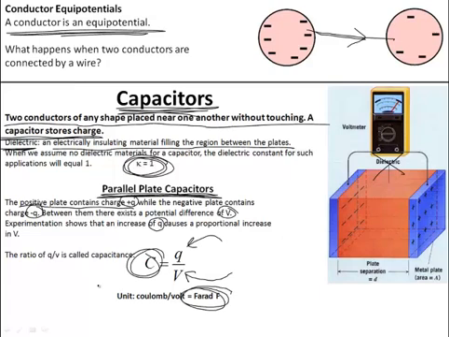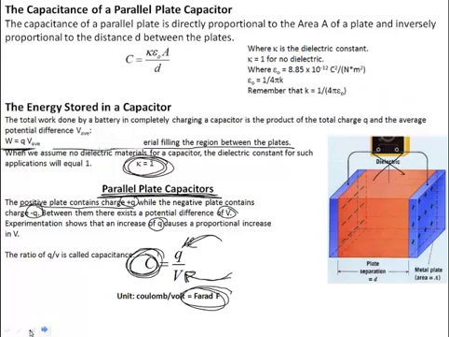We'll get into this a little more later, but for right now, all we need to know is that relationship. The capacitance is the amount of charge per unit voltage or per unit potential.